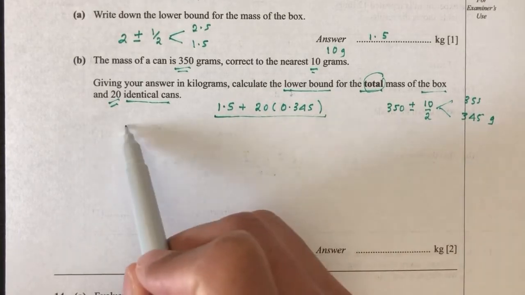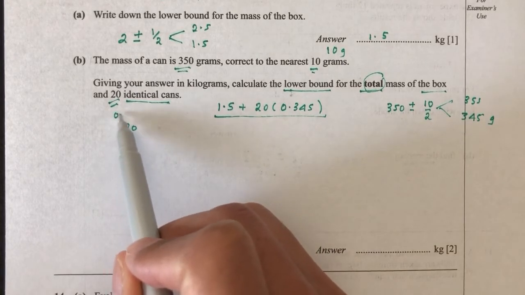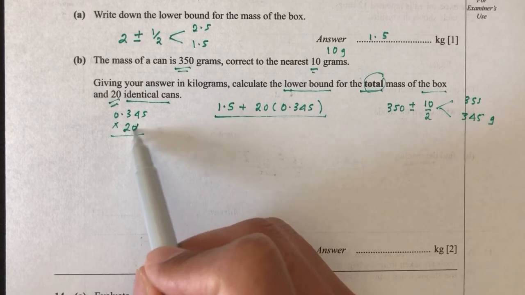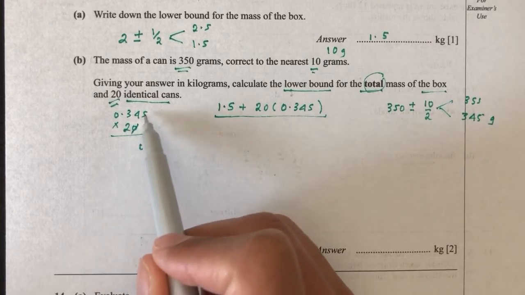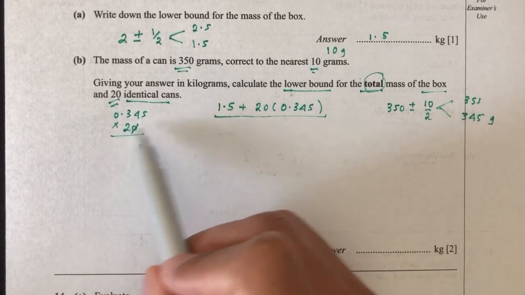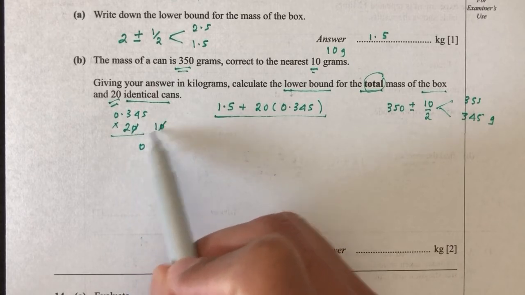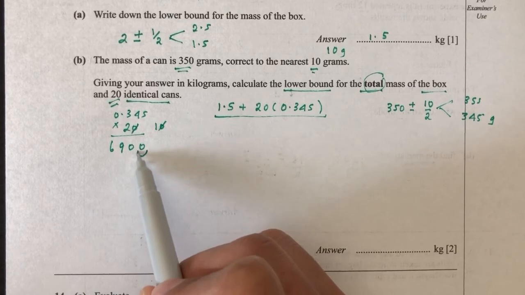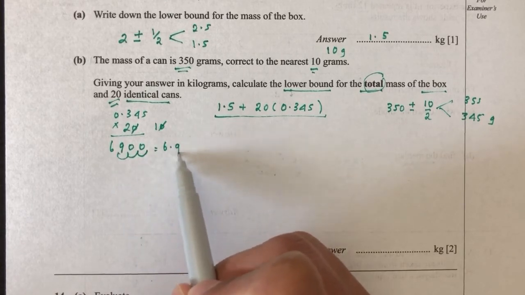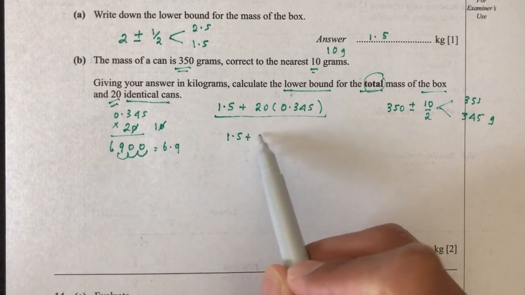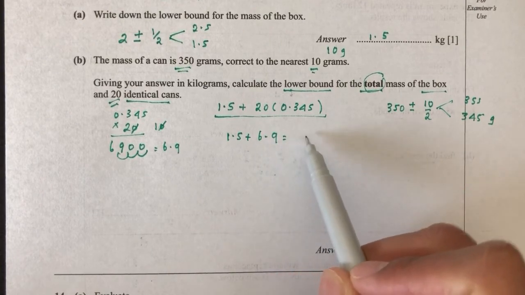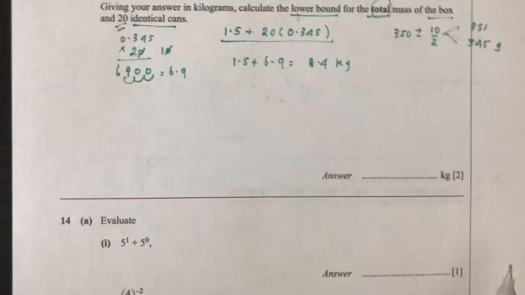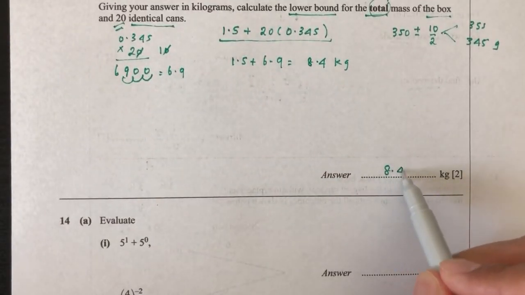So let's find that value. Let's first do 20 times 0.345. So 2 times 5 will be 10. That will be 9 and 6. So 3 decimal places, 1, 2, 3. That will be 6.9. So 1.5 plus 6.9 will be 8.4 kg. Your answer will be 8.4 kg.